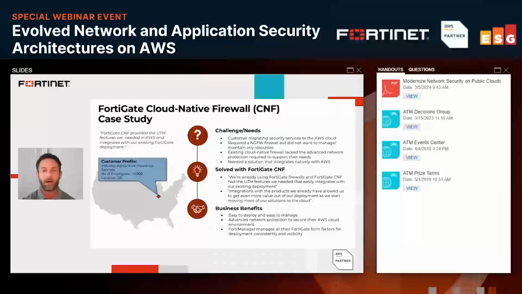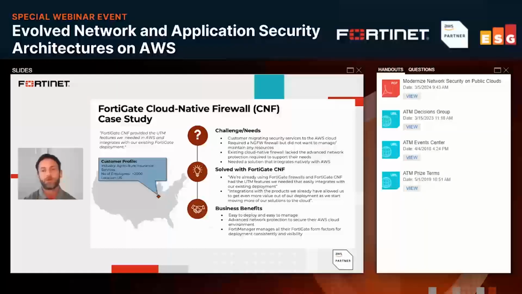They needed to migrate to AWS, and they had a requirement for additional next generation firewalling features, but they didn't want to manage or maintain the resources in their own enclave. And so that was really the drive toward the FortiGate Cloud Native Firewall. They thought that the existing solutions that they had really didn't address all of their needs in terms of deep packet inspection, but they also needed a solution that was integrated with AWS. And so this is where the FortiGate CNF solution came in.